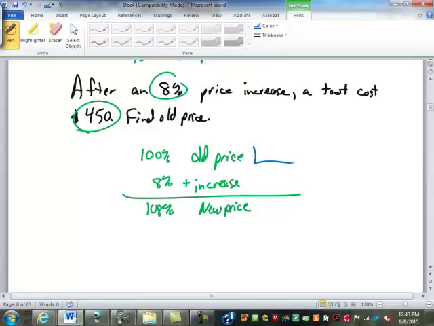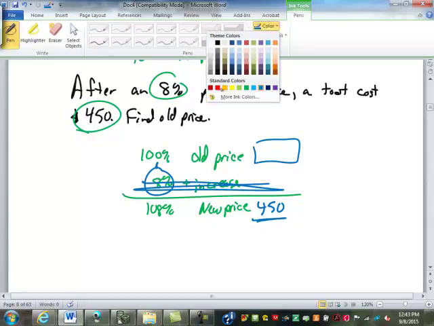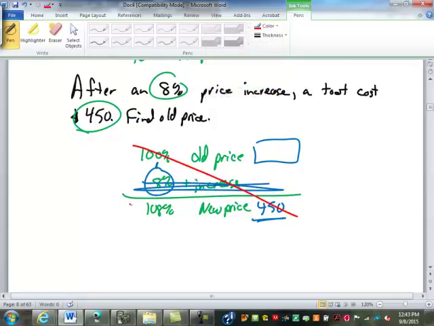So once again, if we're looking for that old price, and we know that the new price is $450, the 8% is not related to the $450 at all. The 8% always relates to whatever was at 100% to begin with. So once again, we know that the new price is 108% of the old price. So actually right in here, we can do the same thing. 100 times 450 divided by 108. Anybody get 416.67? Perfect.